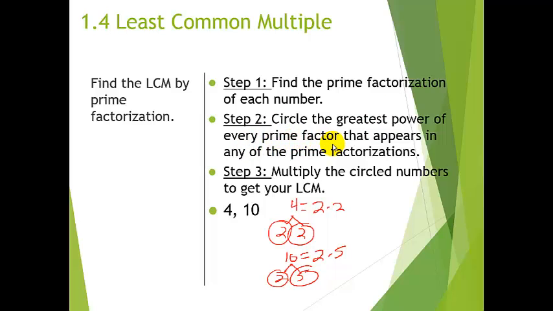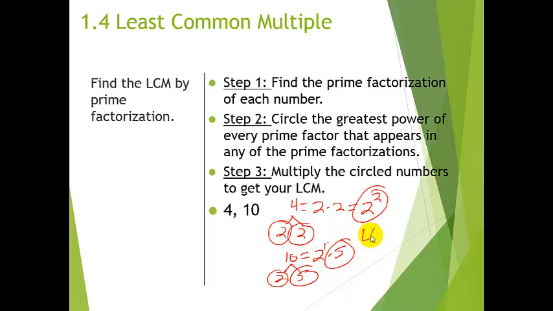Now this is a key: the greatest power that appears in any of the prime factorizations. Remember, we're going to write this as 2 to the second power. The greatest power between the 2 and the 2 squared is 2 squared, because the other is only to the first power. And then I also have a 5. I have to multiply this. That's the greatest power because there's only one 5. If I had a 5 times 5 up here, that would be it as well.